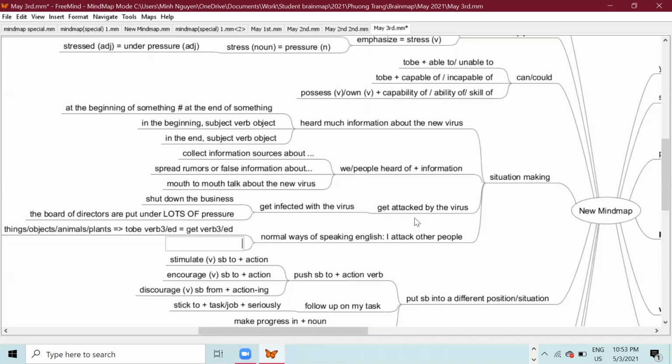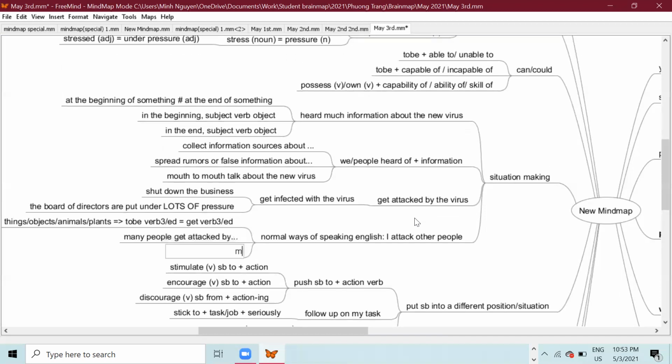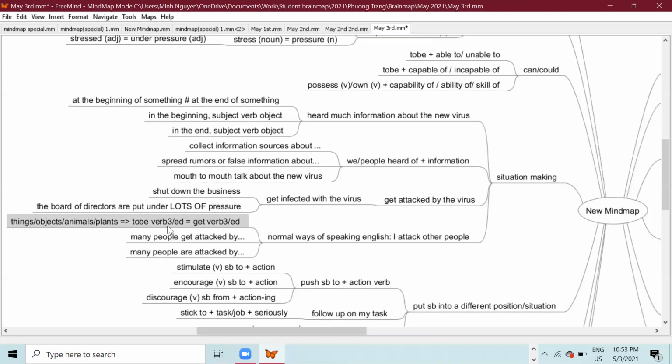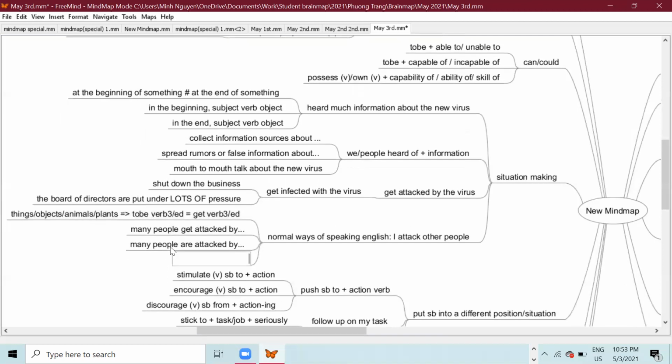You can say that many people get attacked by the virus, or many people are attacked by the virus. So this is the way if you want to use the word attack. But here you are talking about the virus, so it's much more about the passive voice. And whenever it comes to passive voice, please use to be verb 3ed or get verb 3ed. And if you want to talk about disease or sickness, please use the phrase get infected, okay?